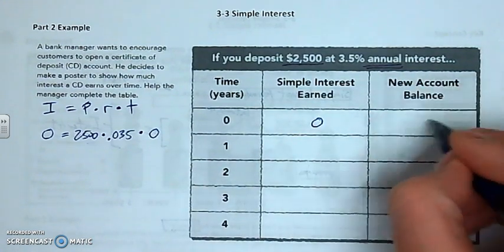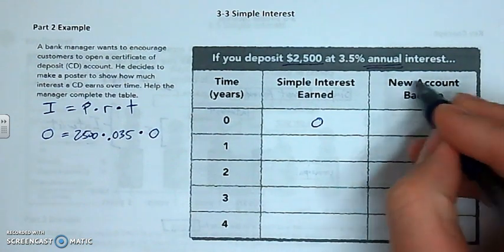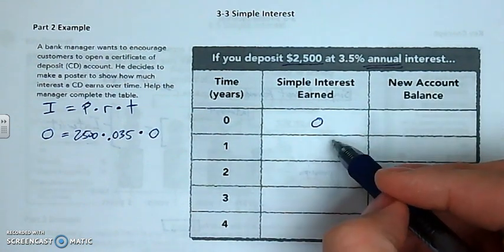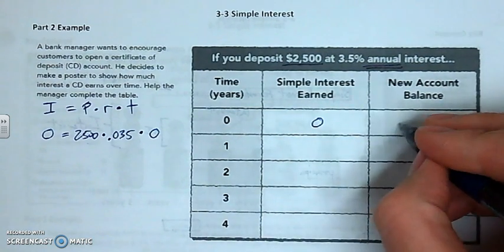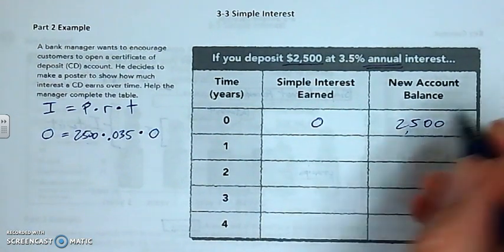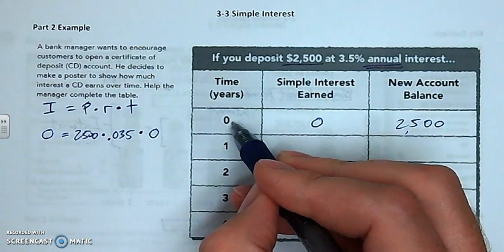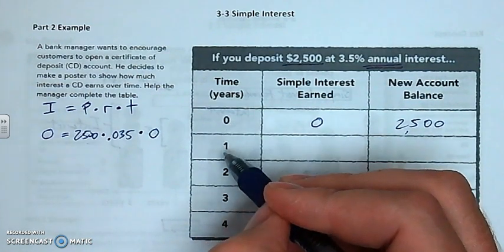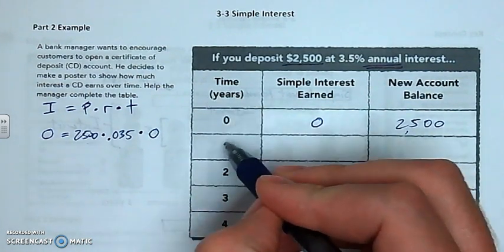But what's our new account balance? Has our account balance changed at all? No, it hasn't, right? We still have our $2,500 that we started with. It just hasn't sat in the bank at all, so we haven't earned any interest on it. So let's do for 1 year. How about after 1 year?